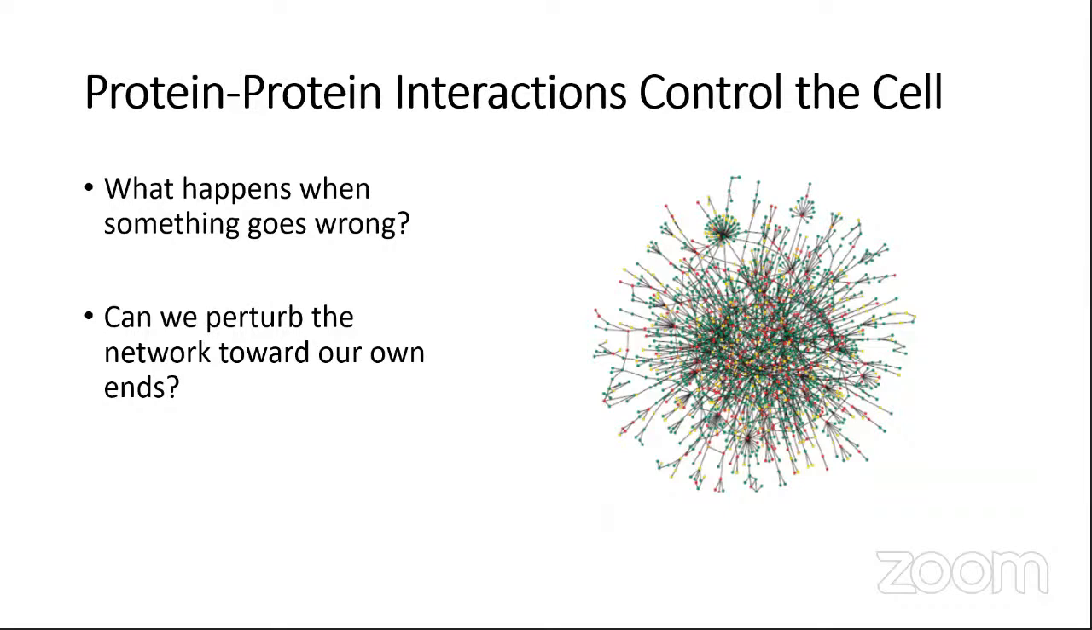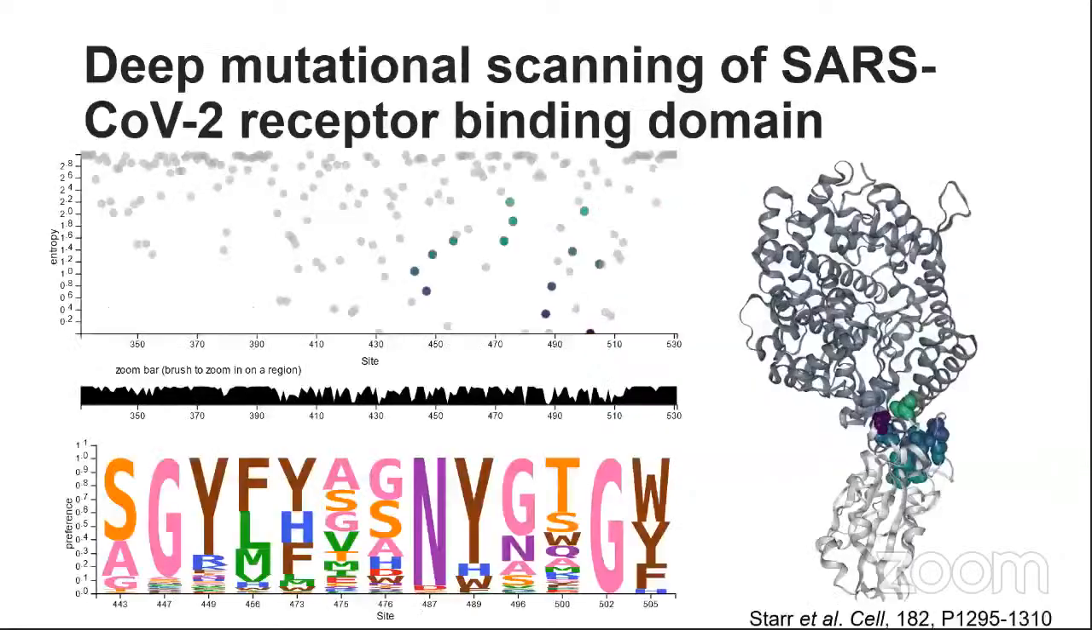We also want to know if we can perturb this protein-protein interaction network towards our own ends, which is part of the philosophy of protein design: changing proteins, engineering them to achieve things we want, either to stop them from doing something that we don't want them to do, or to get them to do something they do either better, or to engineer totally new functionality. I'm not going to talk too much about the goal of this because I think it's fairly obvious.